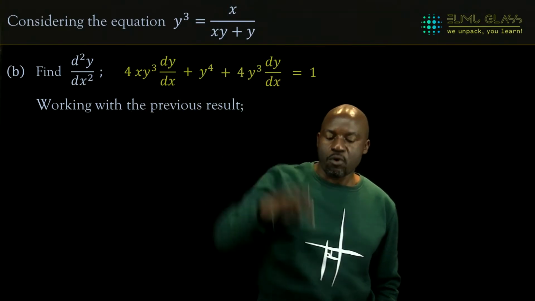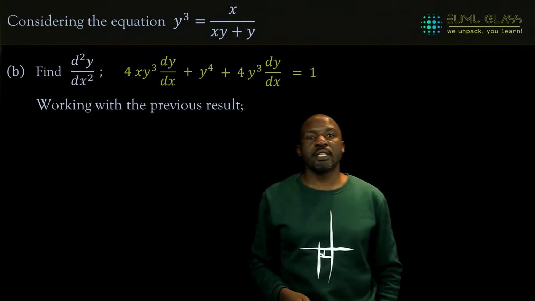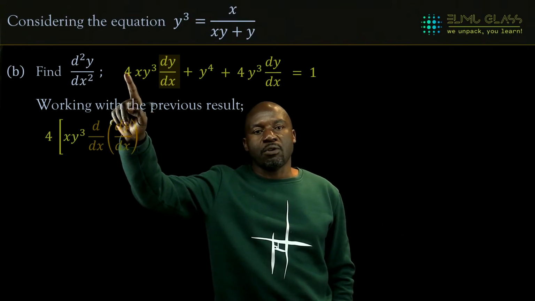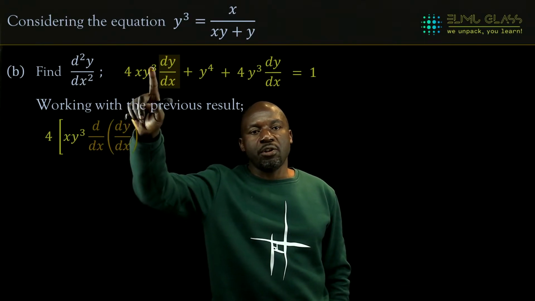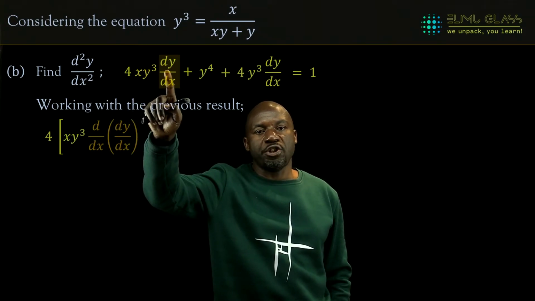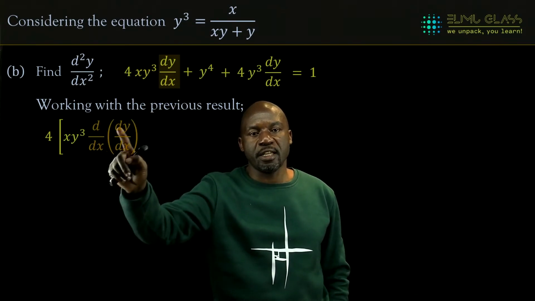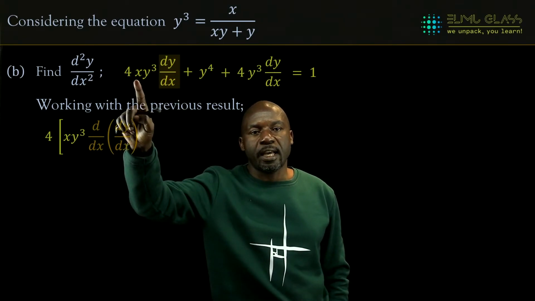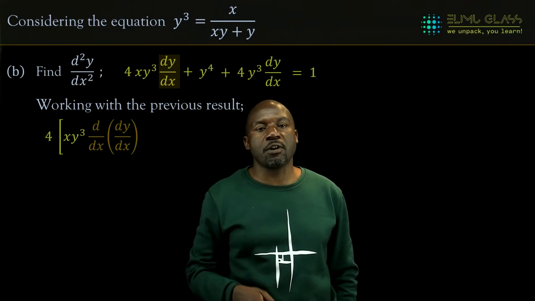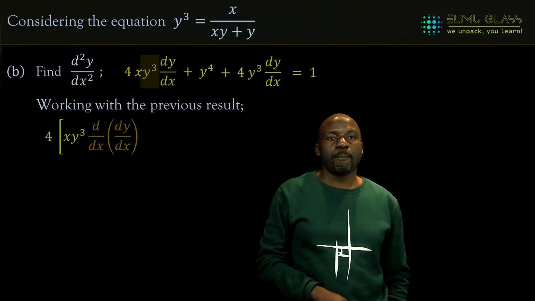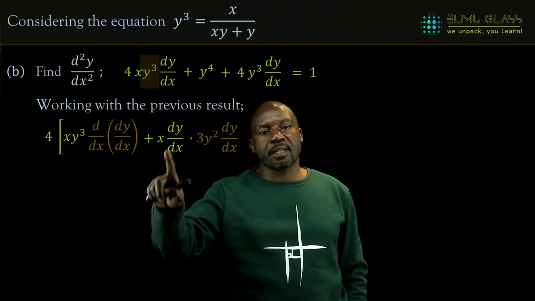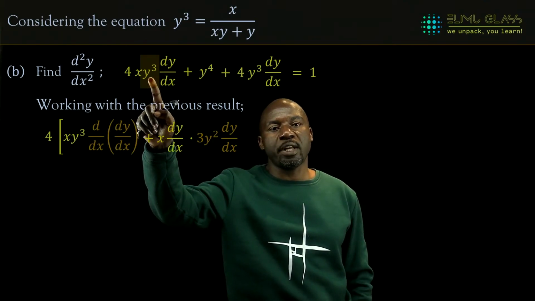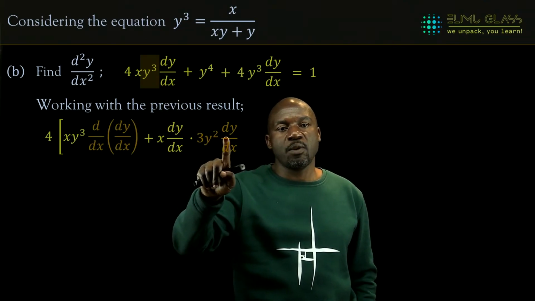And we'll do the same with the other side. So let's see how we go about this here. Keeping 4 outside, we have xy cubed kept as constant and we differentiate that. So differentiate dy by dx. Then we say plus x dy by dx kept as constant. So we have x dy by dx kept constant, and now we differentiate y cubed. And if we differentiate y cubed, we get 3y squared dy by dx.